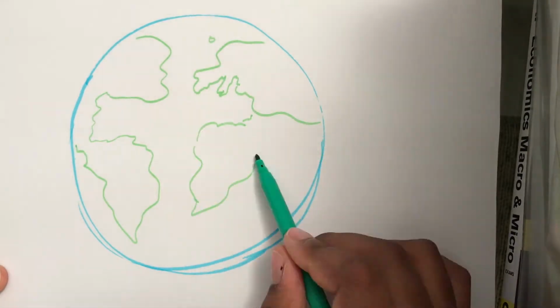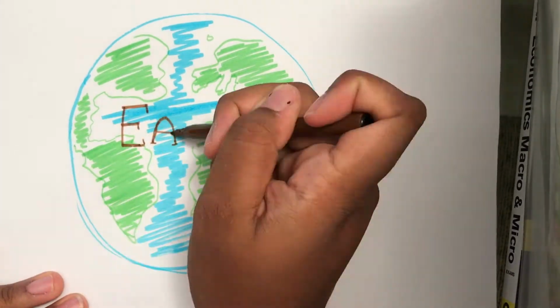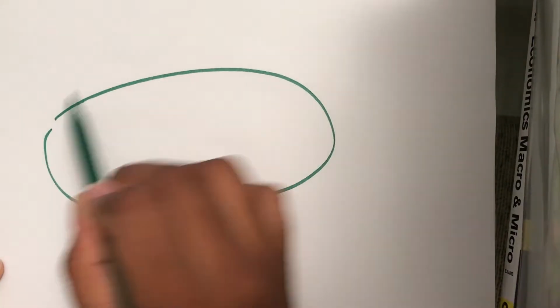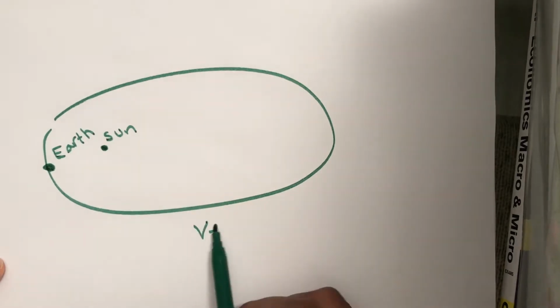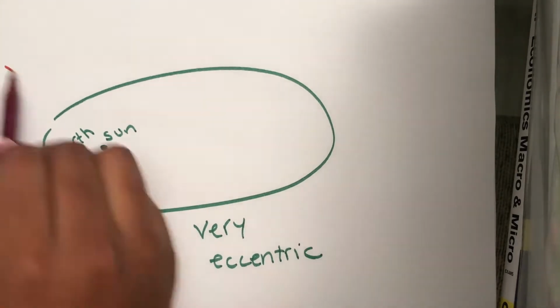Knowing this, we're able to draw and calculate many orbits around the Sun, such as Earth's. People are very accustomed to the idea that Earth's orbit is very eccentric, but actually it only has an eccentricity of 0.02.